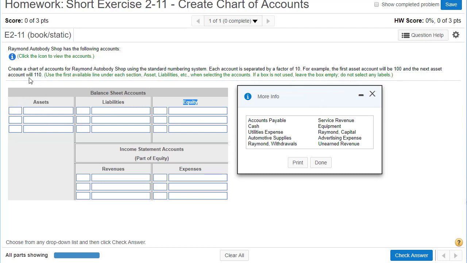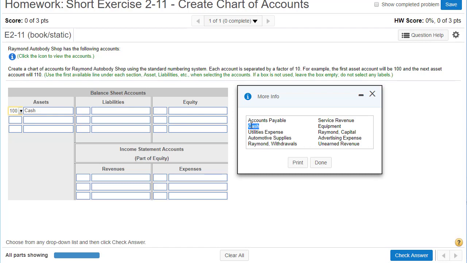So what we're going to do is we're just going to work through here in order. We're going to start with assets. So we need to find, let's start up here and find our first asset. Working our way down, our first asset is cash. So we're going to say cash, and remember all assets start with a 1. And since this is going to be our first asset account, we're going to start with account number 100.